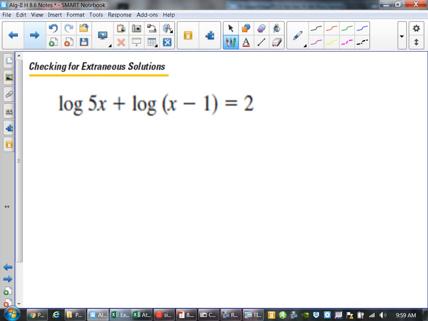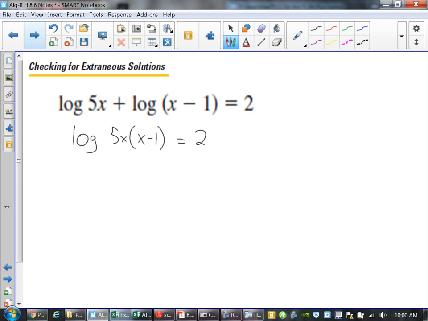Anyway, so the problem like this, this is the setup when you have an addition problem on one side and there's no log on the other. This is where you do need to condense. What I want you guys to do is when you see something like this, think that you're going to have to condense right away. You're going to get the log of 5x times x minus 1 equals 2.